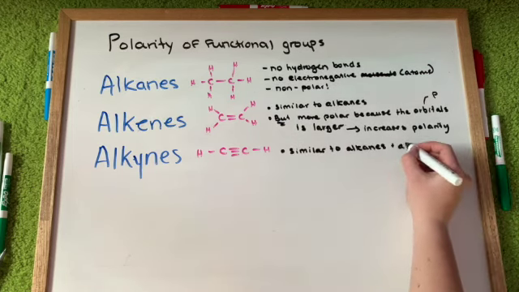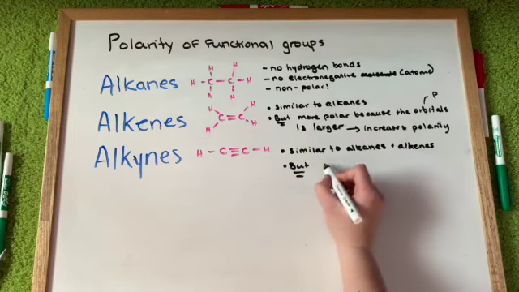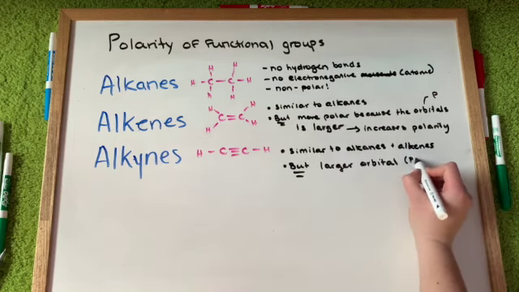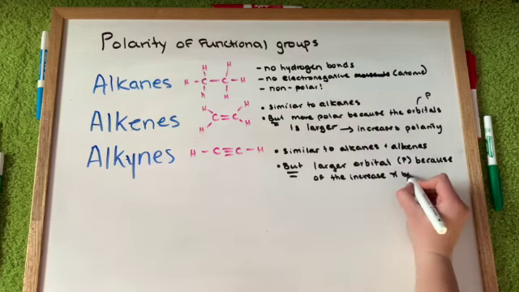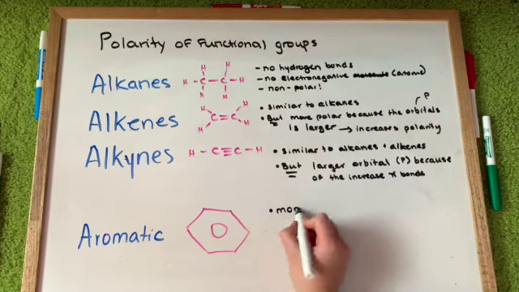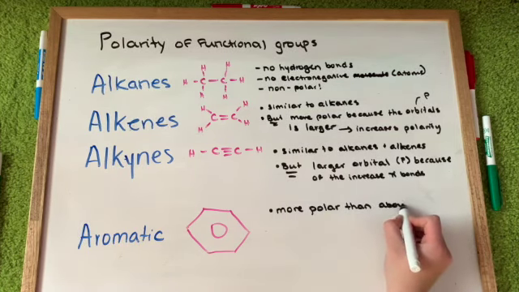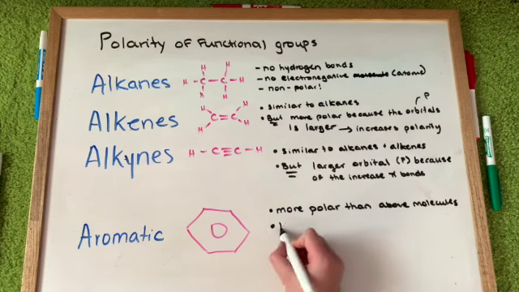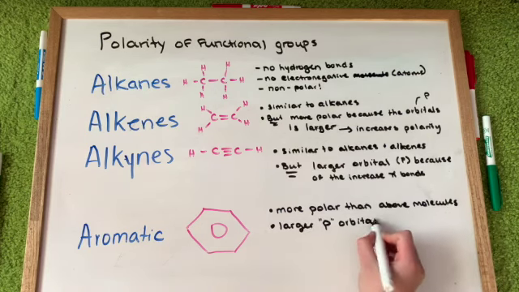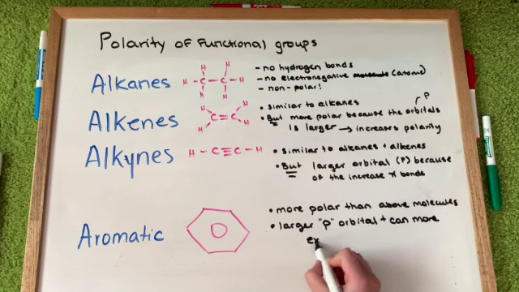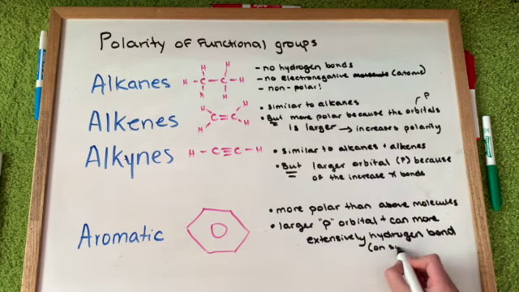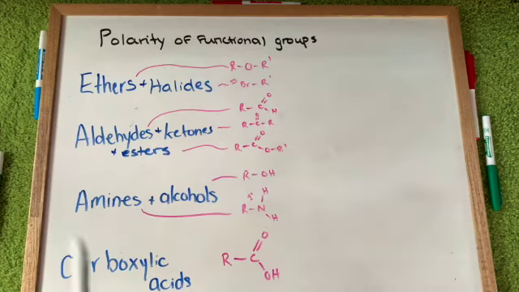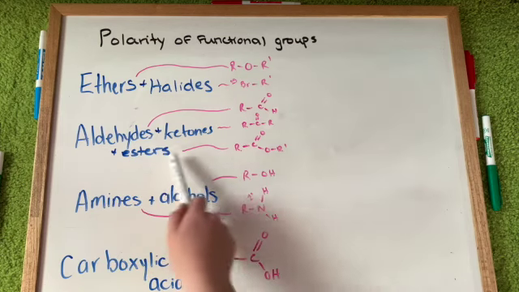Alkynes are similar to alkanes and alkenes, however, they are even more polar because, again, they have a triple bond which has two pi bonds, and therefore their orbitals, specifically their p orbital, is larger, which increases their polarity. Next is the aromatic functional group. So this has 3 double bonds, which means it has 3 pi bonds, and therefore it's more polar than the alkenes and the alkynes, as the p orbital is larger.